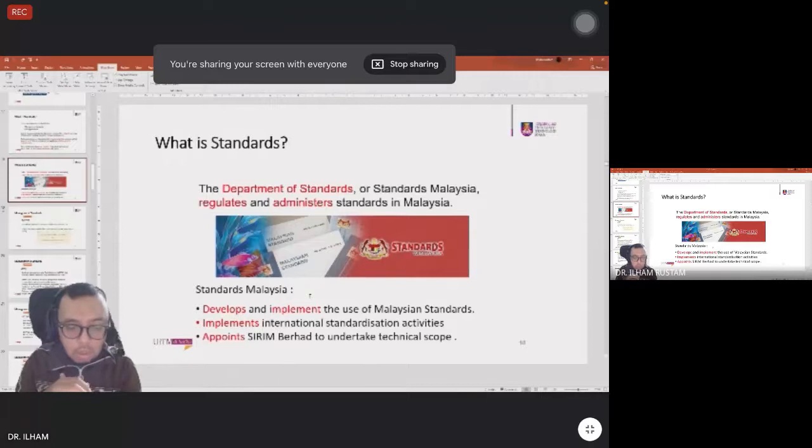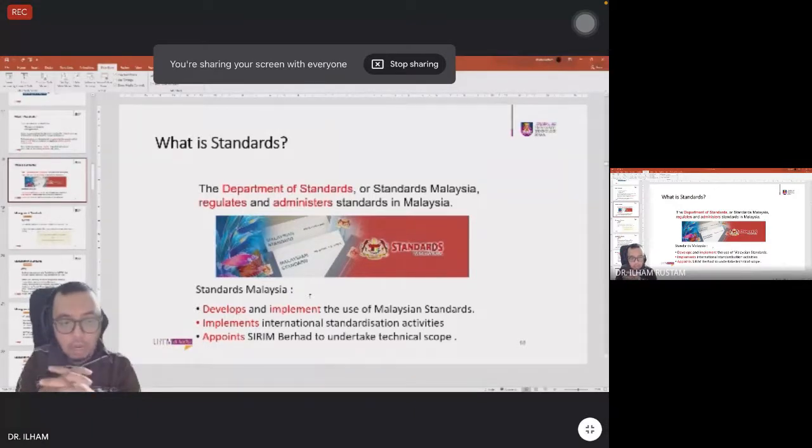So it implements international standardization activities. Maksudnya bukan Malaysia ni buat kerja seronok-seronok je bagi chop standard, tak. Of course everything is being any international standard pun dah di-observe, and because kita Commonwealth punya country, so most probably kita tengok UK punya lah. And everything is under Sirim Berhad.